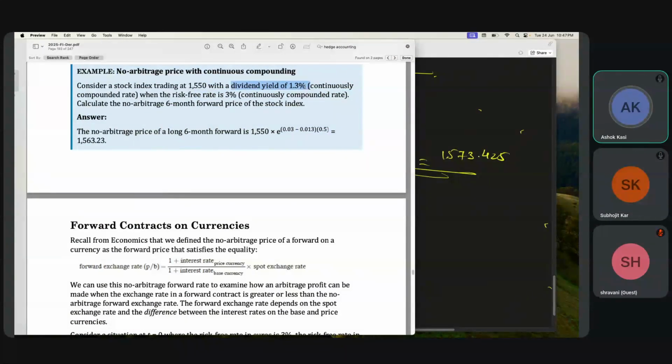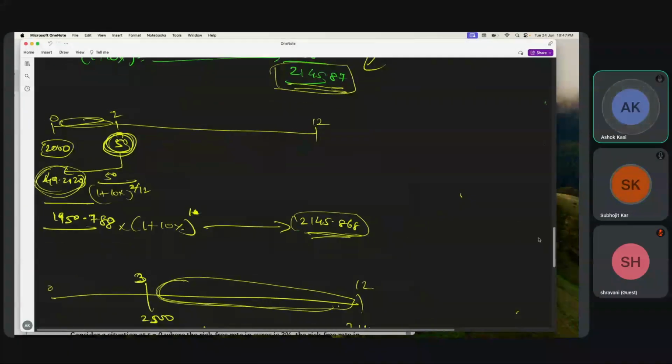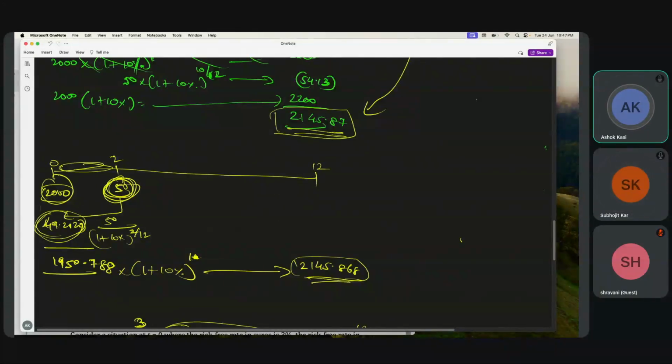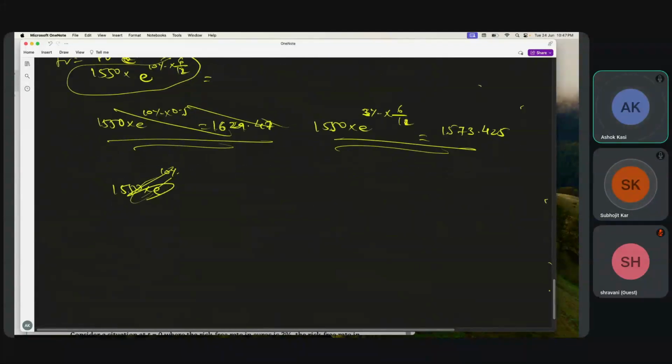But the dividend yield is also there. Because dividend is also there, we are supposed to do adjustments the way we did before for dividend. We reduced the dividend amount from the amount, but because here a rate is given, we reduce it from the rate. So 1550 into e raised to 3 percentage minus 1.3 percentage, into 6 by 12. Now you calculate. It will be 1550 into e raised to 3 minus 1.3, which is 1.7 percentage.